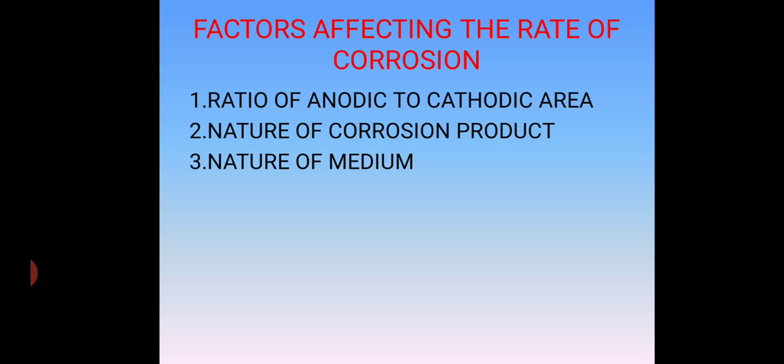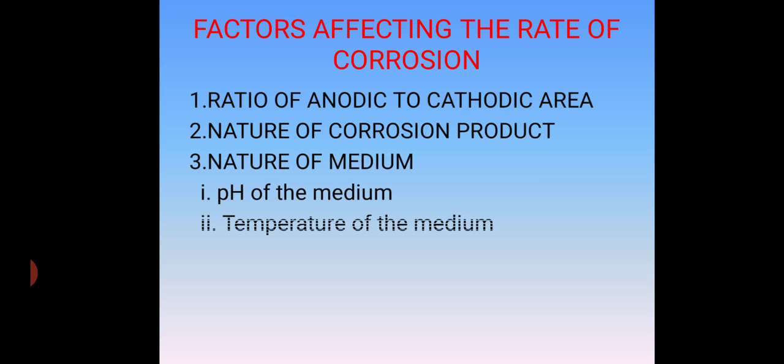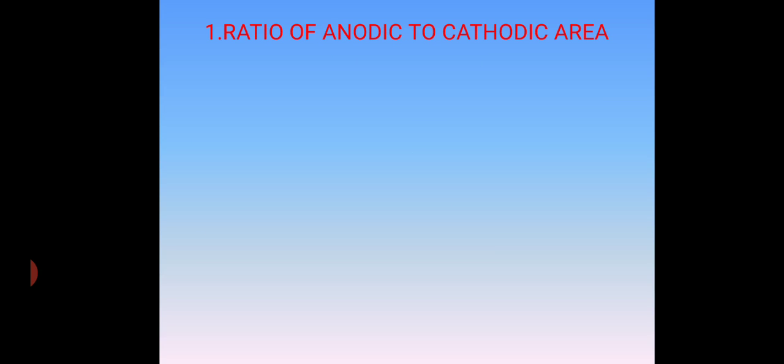Once again, in the third, that is nature of medium, you have to study pH of the medium, temperature of the medium, conductivity of the medium. How pH, temperature and conductivity of the medium affect the rate of corrosion, we will understand. So one by one, let us first begin with ratio of anodic to cathodic area. I hope students now you have a clear idea of what we mean by anodic and cathodic area when we are talking about corrosion.